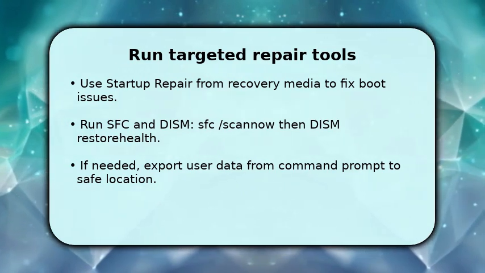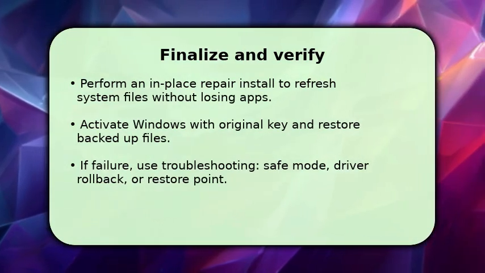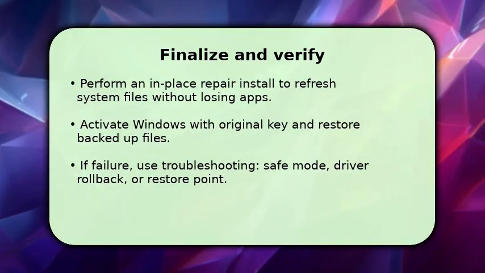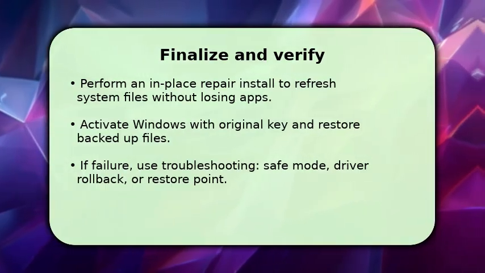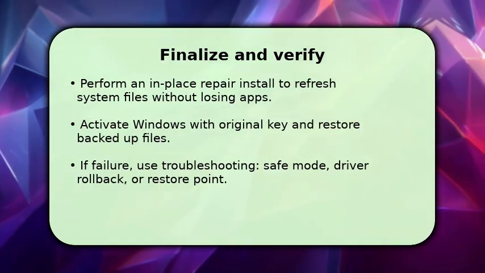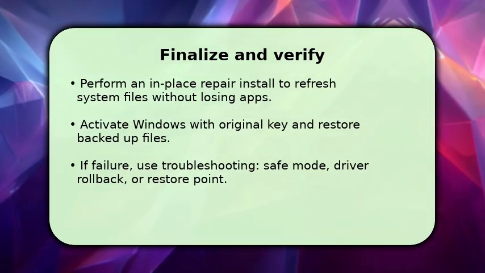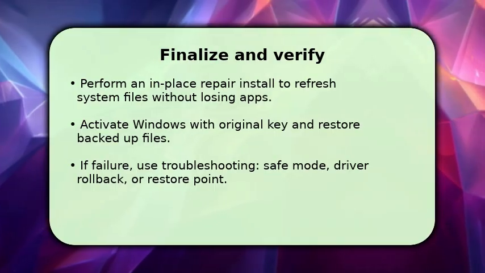You finish by choosing the least destructive final step. An in-place repair install using the Windows installer refreshes system files while preserving apps and user data. After the install, activate Windows with your documented key and restore files from your verified backup. Make sure to update drivers and run Windows Update to seal fixes.